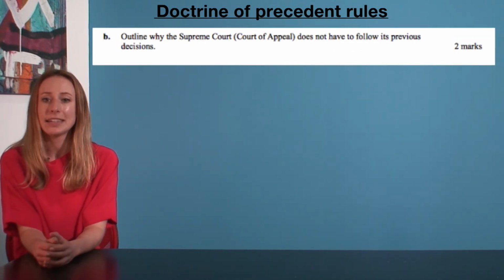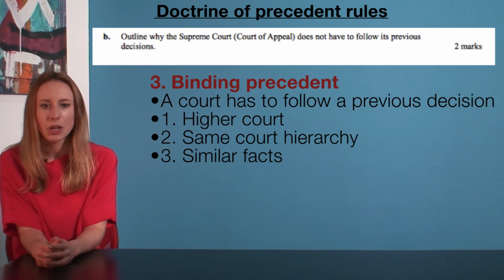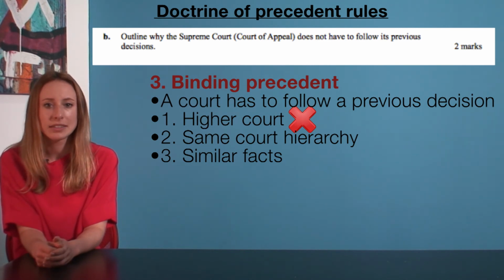In the 2013 exam, students were asked to outline why the Supreme Court Court of Appeal does not have to follow its previous decisions. Again, let's apply what we know to the hypothetical. We know that a precedent will only be binding if it was made in a higher court within the same hierarchy, where the facts are similar. In this instance, the precedent was created by a court on the same level. Therefore, the rules of precedent state that the Court of Appeal does not have to follow its own previous decision.